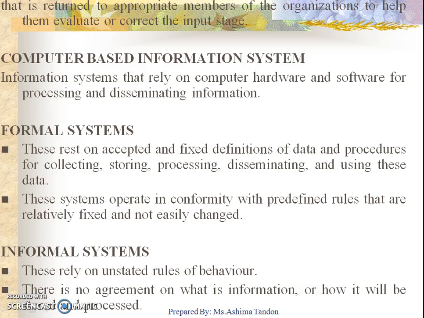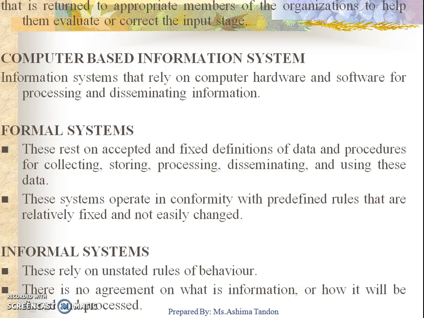Talking about formal systems, these rest on accepted and fixed definitions of data and procedures for not only collecting but storing, processing, and disseminating the data. These systems operate in conformity with certain rules which are already predefined. They are fixed and they cannot be easily changed.